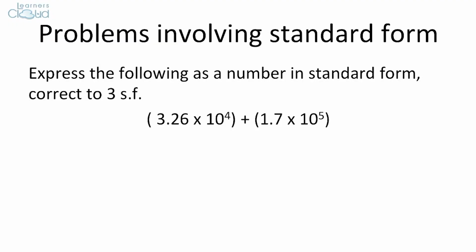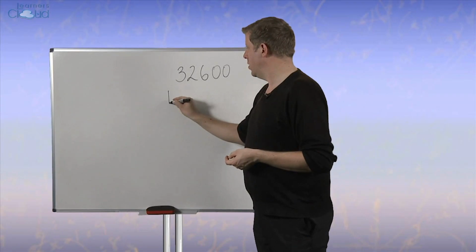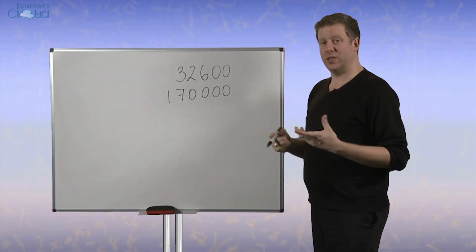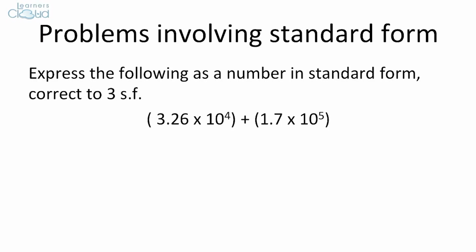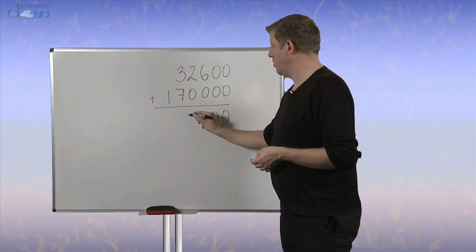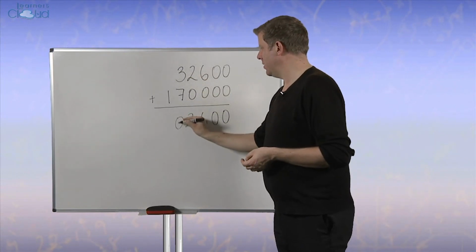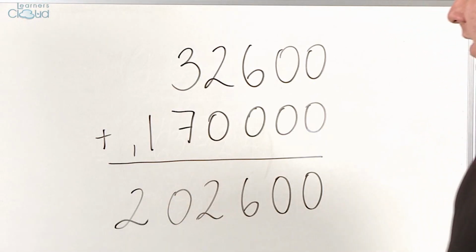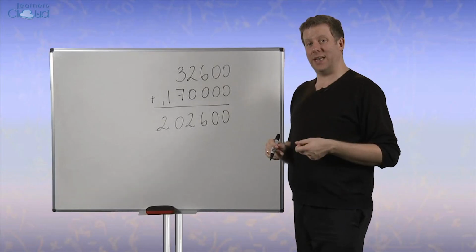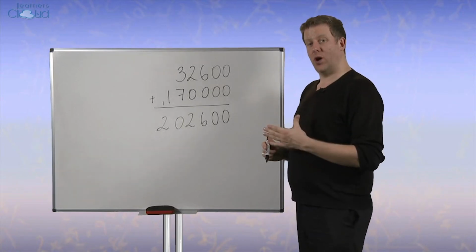1.7 times 10 to the power of 5, well that's going to give us 1, 7 and 4 zeros, or 170,000. So I've written both of my numbers as ordinary numbers now. And now all I need to do is exactly what the question asked me to, which is add the two numbers together. So adding from right to left, 3 add 7 is 10, so carry the 1, gives us 202,600.